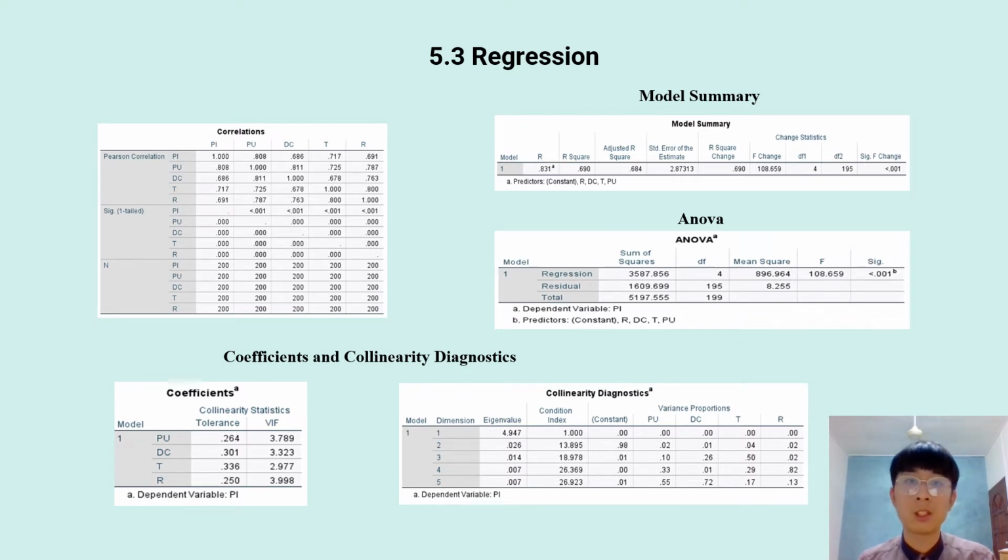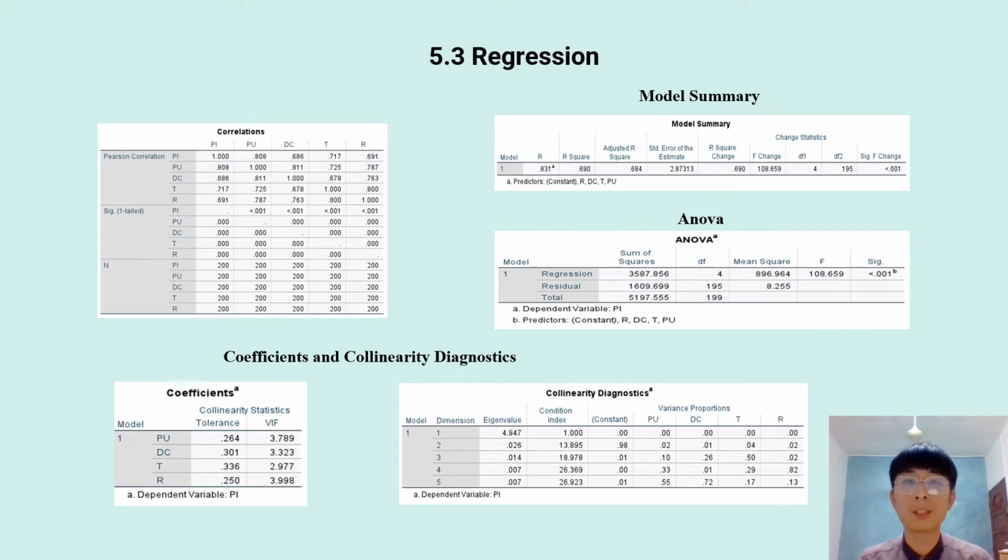The p-value is only 0.001, which is less than 0.05. This means that the slope of the estimated linear regression model line is not equal to 0. So there is a relationship between perceived usefulness, design creativity, trust, and responsiveness, and purchase intention, because all variables are independent to the dependent variable. Therefore, the hypothesis in this study is accepted.